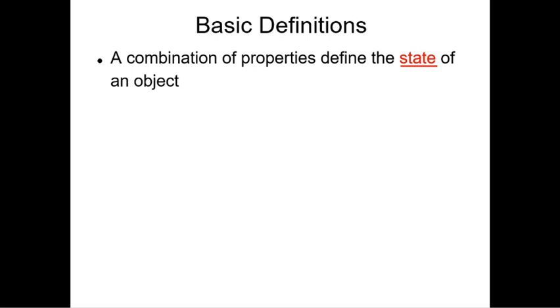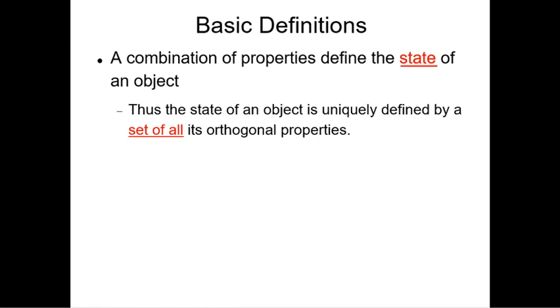Okay. Then we define what is called the state of an object. The state of an object is constituted by a combination of its properties. There are multiple properties that characterize an object. So a state is uniquely defined by a set of all its orthogonal properties. Okay. So the properties that can be independently varied of each other, they together constitute the state of an object.